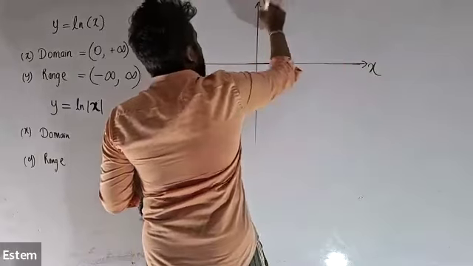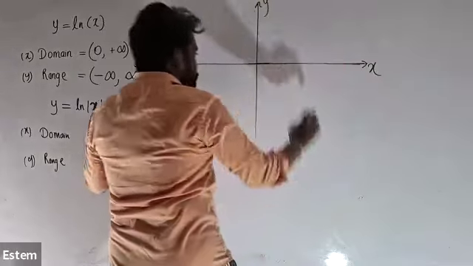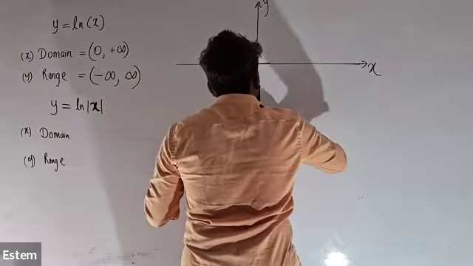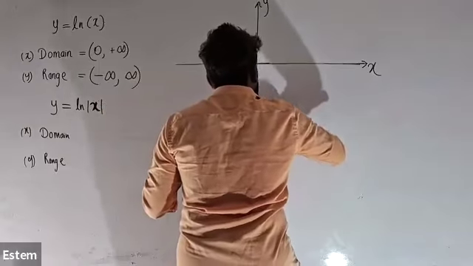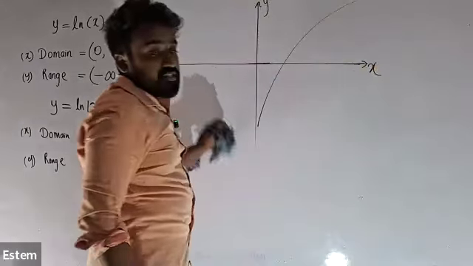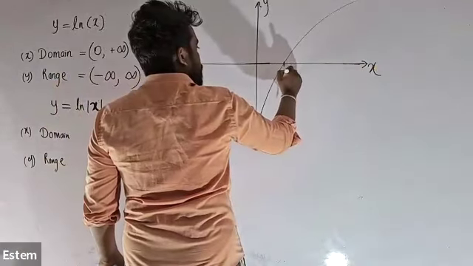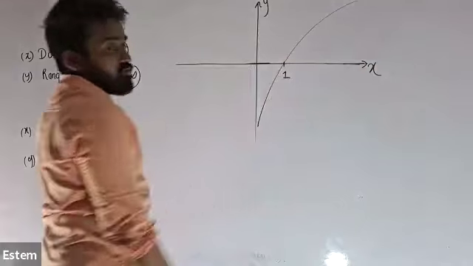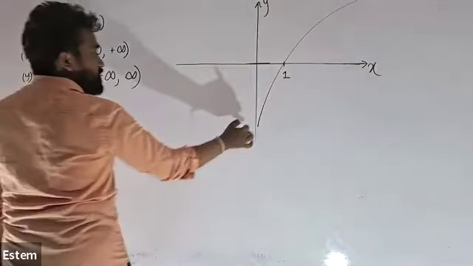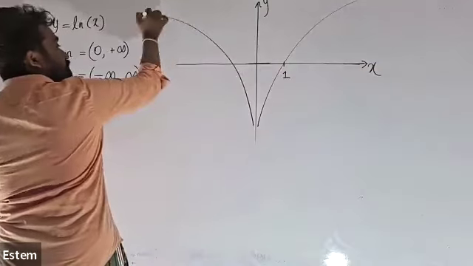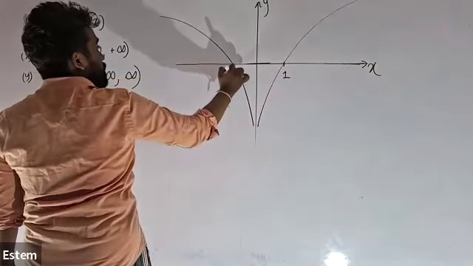How do we draw the graph of y equals ln x? For the positive values of x, the graph goes in this direction. Okay, this is 1. For the negative values of x, the graph will go in this direction. So this is minus 1.